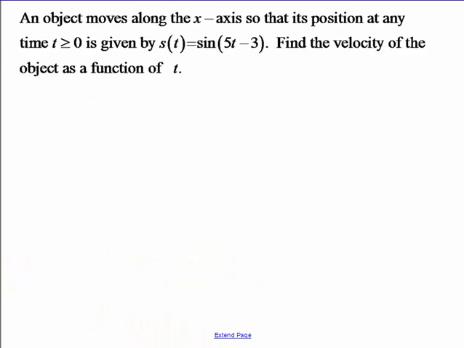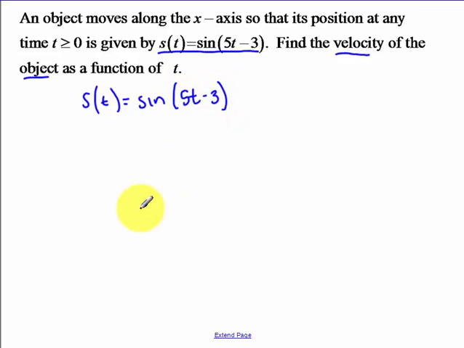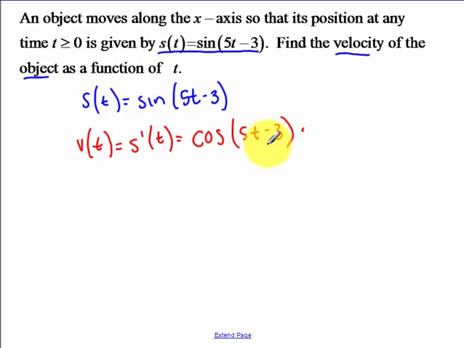Our next example deals with velocity. So if I'm trying to find the velocity of an object when I'm given the position function, remember that the derivative of position is velocity. So velocity, I should say, is the derivative of position. Derivative of sine is the cosine of 5t minus 3. Then derivative of the inside.